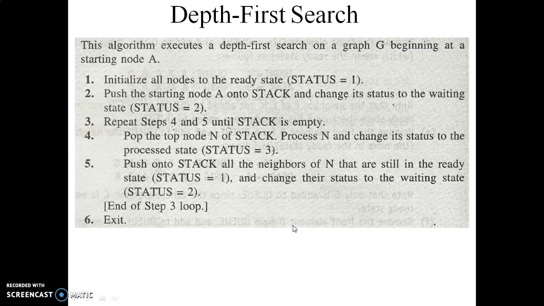The fourth step is that we pop the topmost node N of the stack, process N and change its status to the processed state, that is status equal to 3. In the fifth step, we push onto the stack all the neighbors of N that are still in the ready state, that is status equal to 1, and change their status to the waiting state, that is status equal to 2. That will be the end of the step 3 loop, and the 6th step will be exit. So this is how we write the DFS algorithm as far as the statuses are concerned.